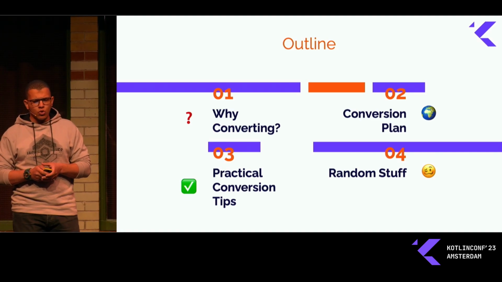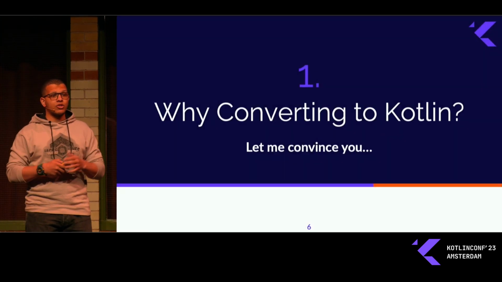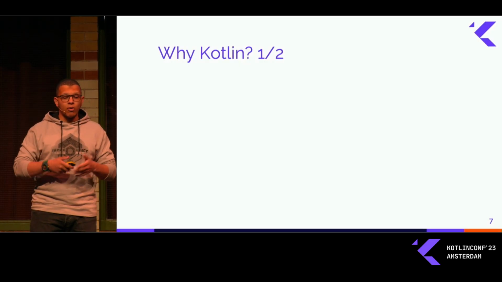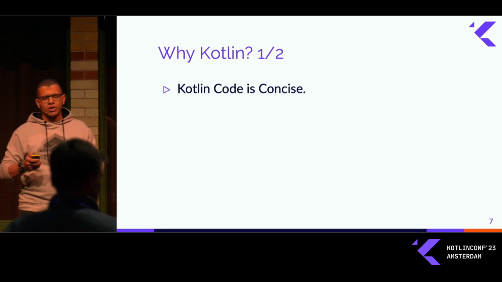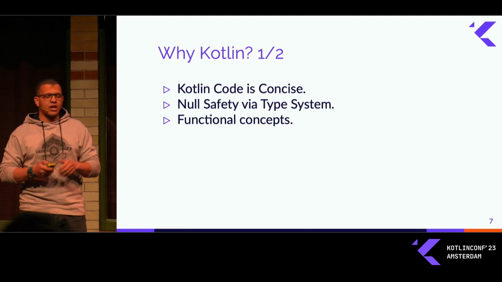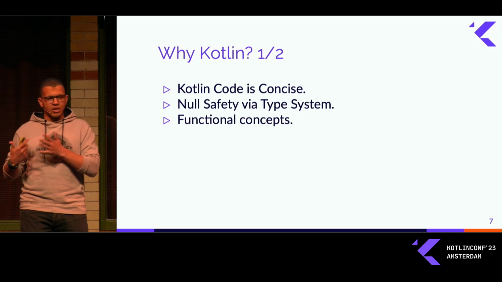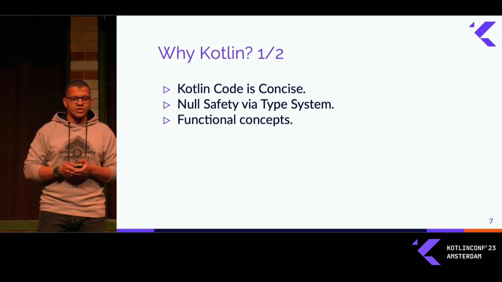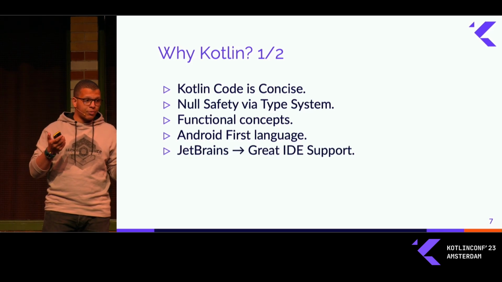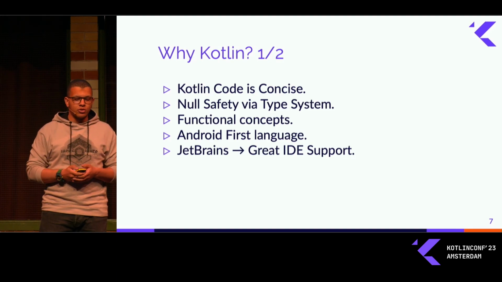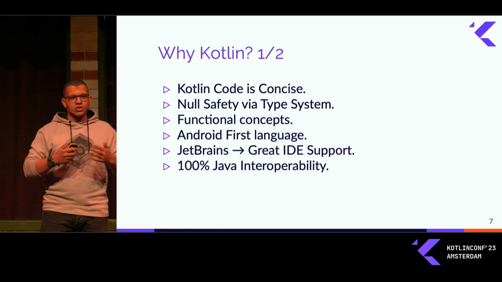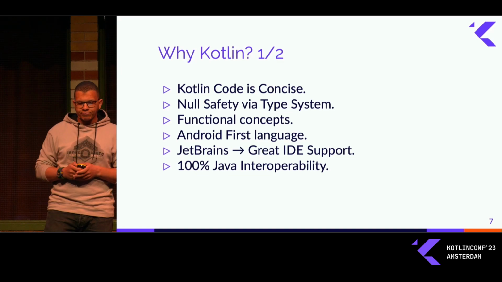Okay, so let me convince you first about using Kotlin. Why are we using Kotlin? Well, I'm going to throw a bunch of things you already know about Kotlin. Kotlin is concise, you already know that. It has null safety via the type system, which is a very good thing. It has more explicit functional concepts. We did have something like that in Java, but in Kotlin, it's more explicit, right? It is the Android first language, of course, and it is created by JetBrains, which means great IDE support, which is a good thing also. And the beauty of it, it is 100% Java interoperable, which lets us do the migration incrementally.